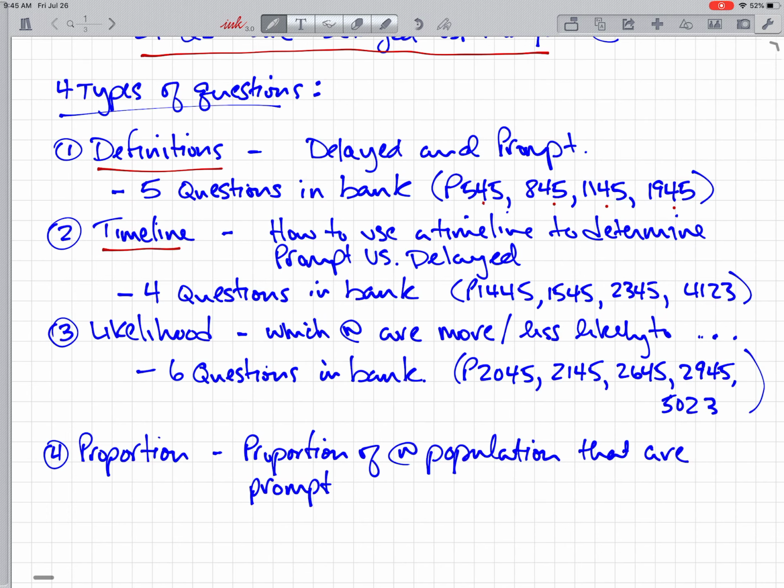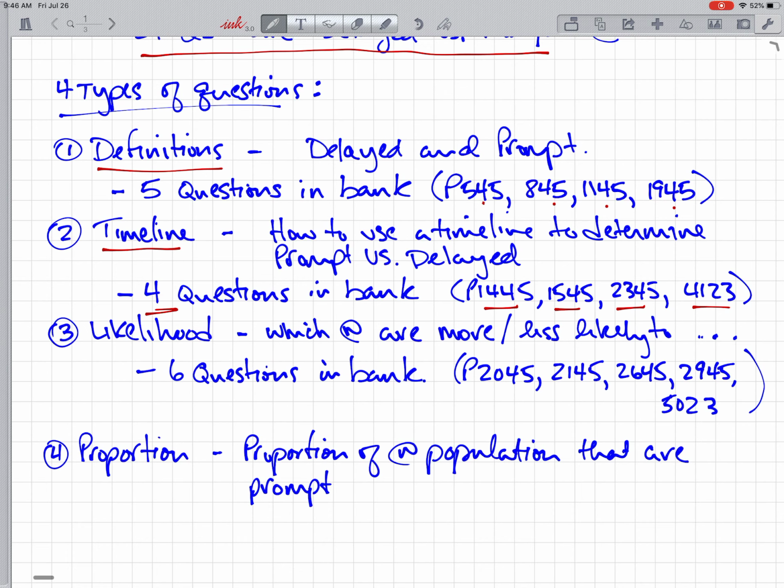Then there are timeline questions, which is how to properly use a timeline. We know that prompt neutrons are born at less than 10 to the minus 14 seconds. So they give us a series of questions. This neutron was born at 10 to the minus 16. Is it prompt or delayed? Or this one was born at 10 to the minus 2 seconds. Is it prompt or delayed? And you'll have to answer those. I'll show you a little trick to get those right every time. There are 4 questions in the bank about that: P1445, 1545, 2345, and 4123.